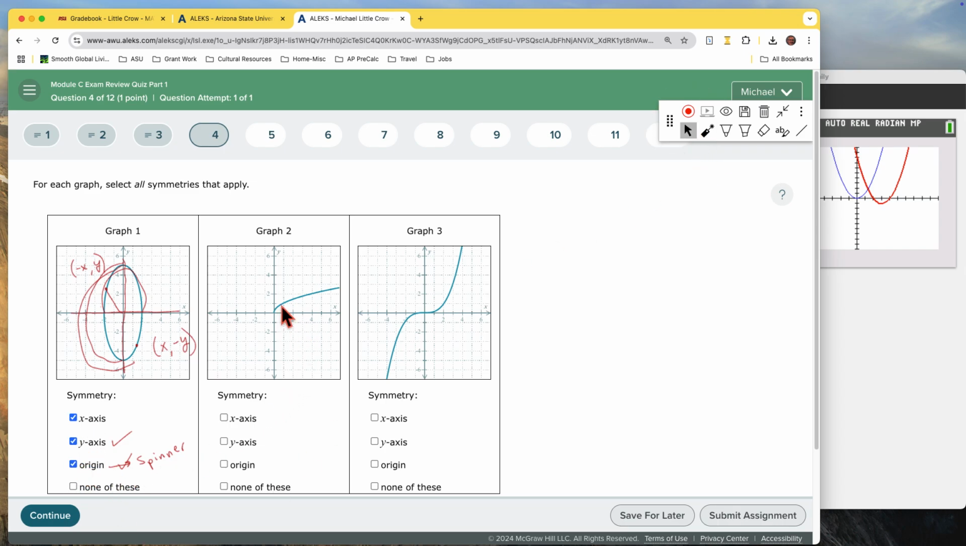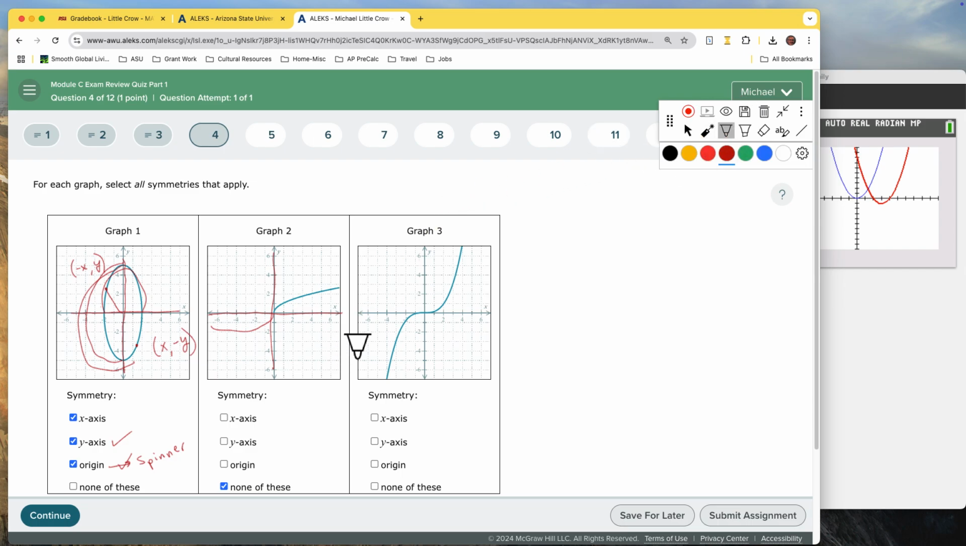Graph 2, a square root function. It does not have x-axis symmetry. Again, if you go along the x-axis, if you fold this over, no, there's no symmetry there. It doesn't have y-axis symmetry. If you flip it over, it doesn't land on itself. And for those same reasons, if you were to flip it over, or spinner, you'd get something like this. That's not, and there's nothing there. So this one has no symmetries.